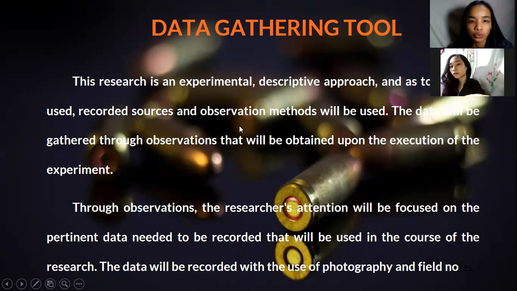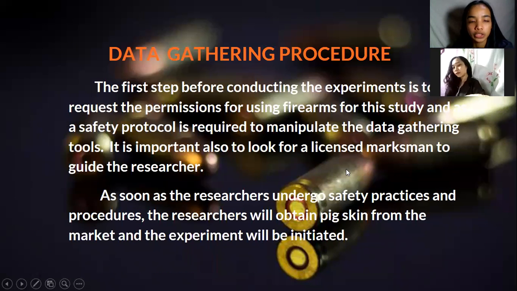Ideally, human tissue should be used for the experiments, but given the ethical issues and difficulties of obtaining cadaver tissues, the researchers decided to use pig skins as the shooting targets, given their closest similarities to human tissues. Humans and pigs share a lot of similarities when it comes to anatomy and physiology. Let's now proceed to our data gathering procedure.